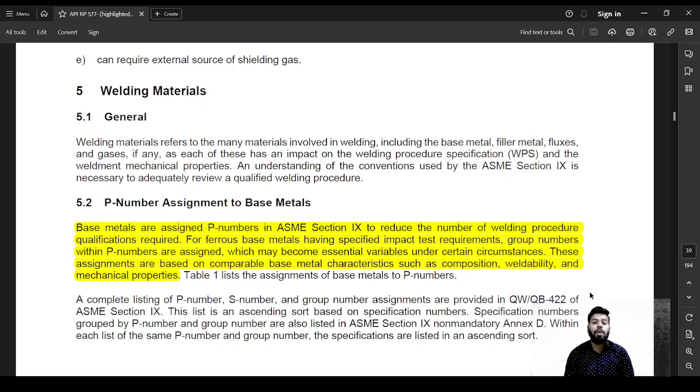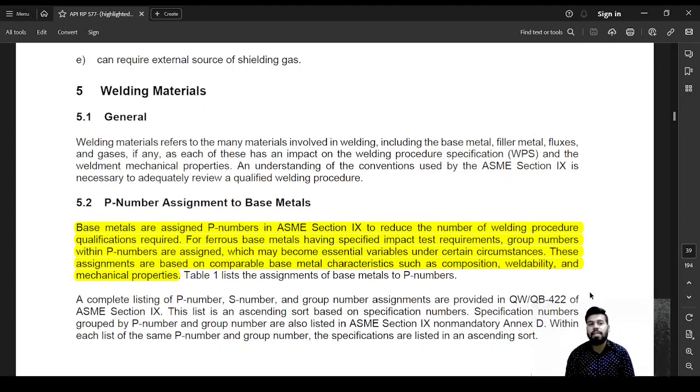So the base metals are qualified and assigned as P numbers in ASME section 9 to reduce the number of welding procedure qualifications required. So the main reason of you having a P number is that you don't need to do multiple WPSs or multiple qualifications for the welding procedures. For ferrous metals, having a specified impact test requirements, group numbers within the P numbers are assigned, which may become essential variable under certain circumstances.